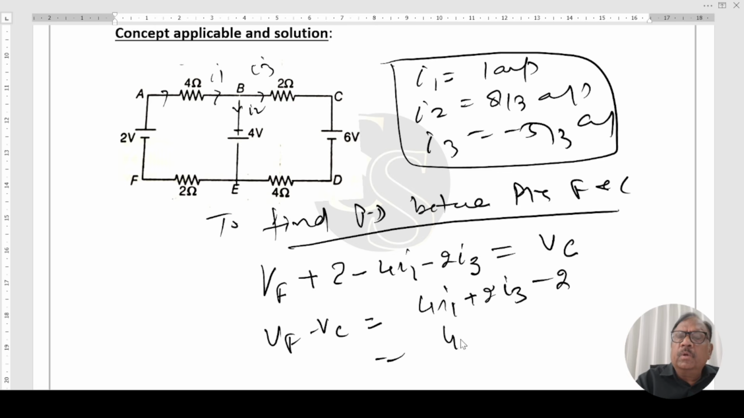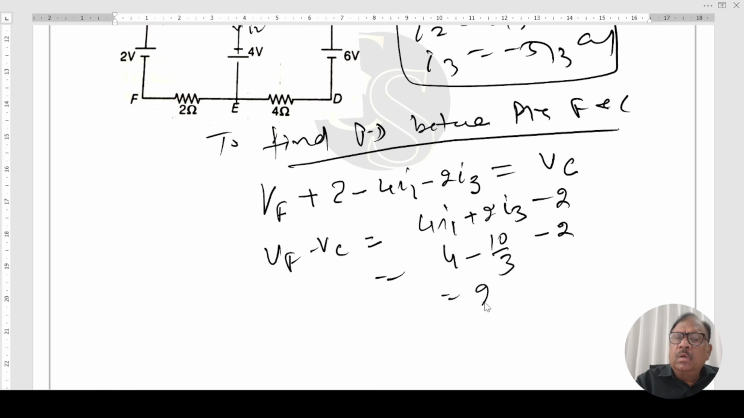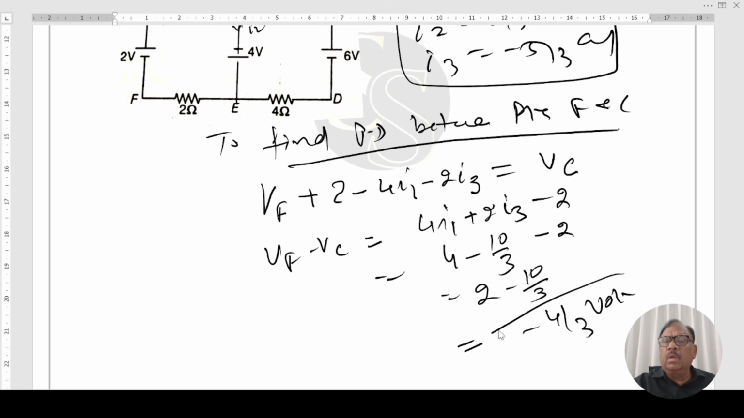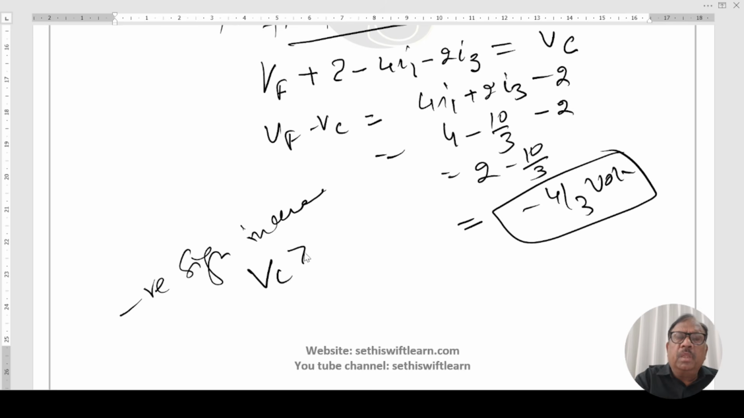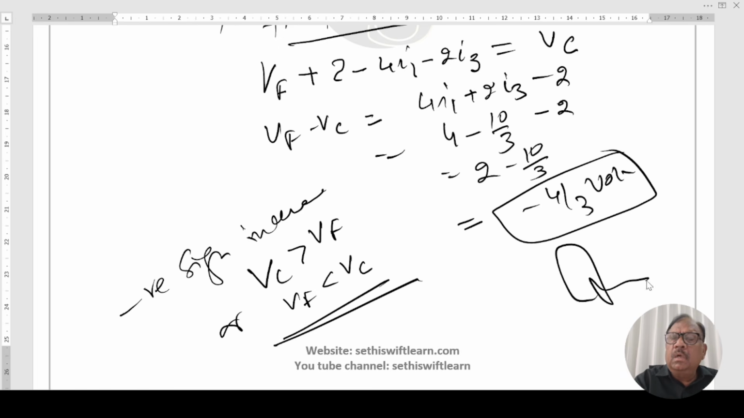Substituting the values, 4 minus 10 by 3 minus 2. On simplification, this comes out to be 2 minus 10 by 3. On simplification, this comes out to be minus 4 by 3 volt. The negative sign indicates Vc is greater than Vf, or you can say Vf is less than Vc. This is the answer.